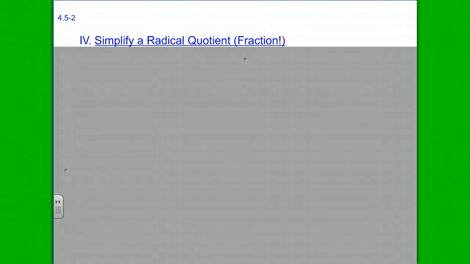Okay, we get a second day at simplifying radical expressions. This is 4.5, day 2. We're going to look at radical quotients. Quotients are fractions, so that's what we're looking at today.